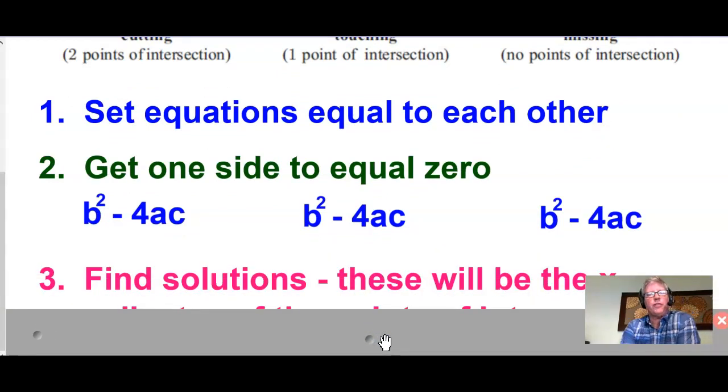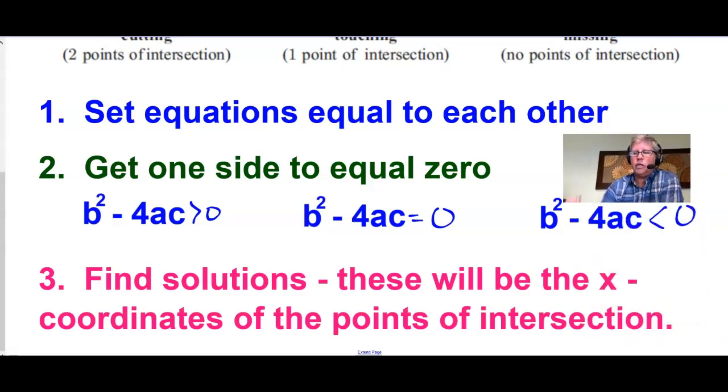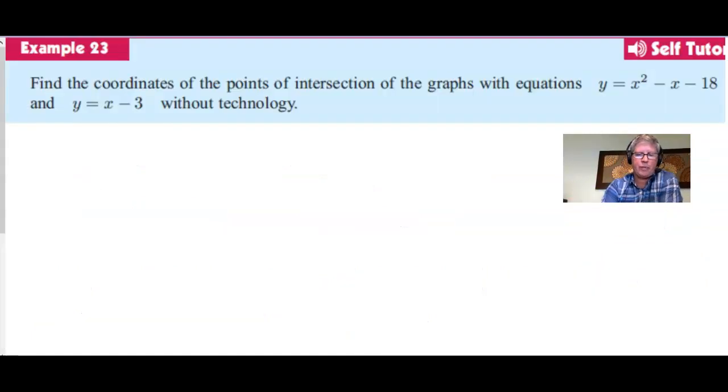I wrote b squared minus 4ac because that's going to tell us a lot about if they intersect, if they touch in one spot, or if they don't. So if they intersect in two spots, then you should expect greater than 0. If they touch, you should expect that to be equal to 0. And finally, less than 0 if they don't touch. Okay, so once you find these solutions, then you are good to go. You'll find the points of intersection. So easy as that. Let's keep rolling.